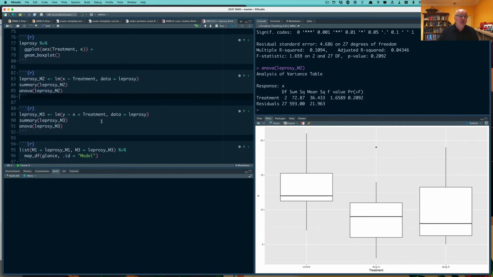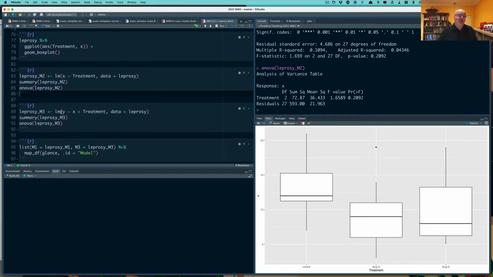But we should incorporate it. So what I'm going to do now is a simple parallel regression. We've got our Y, which is the leprosy after the treatment. X is a continuous variable, how much leprosy there was before the treatment, and then we've got the treatment. So we're just doing, if you remember, a parallel regression.